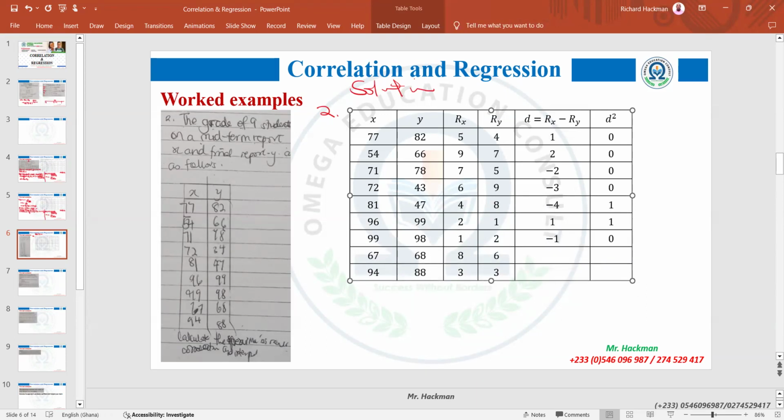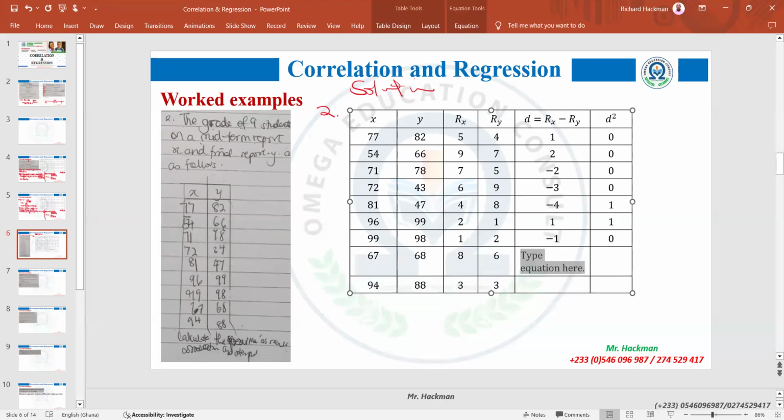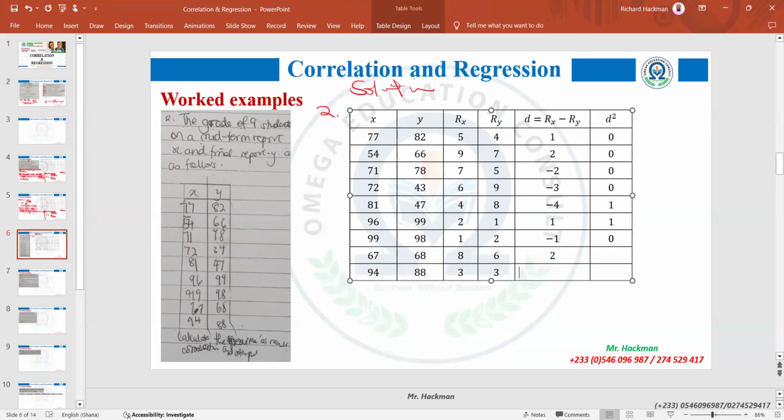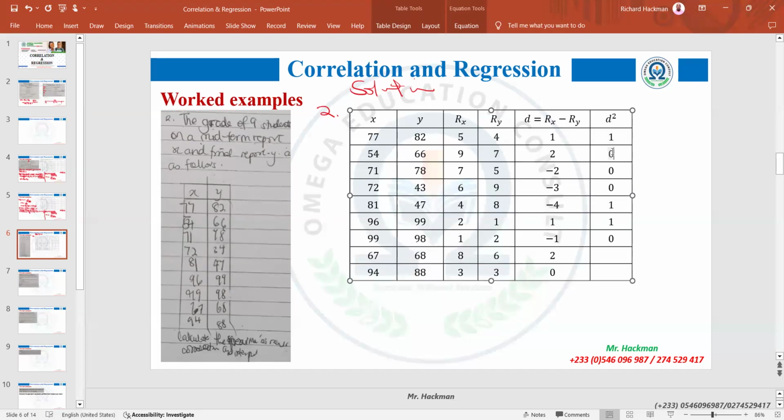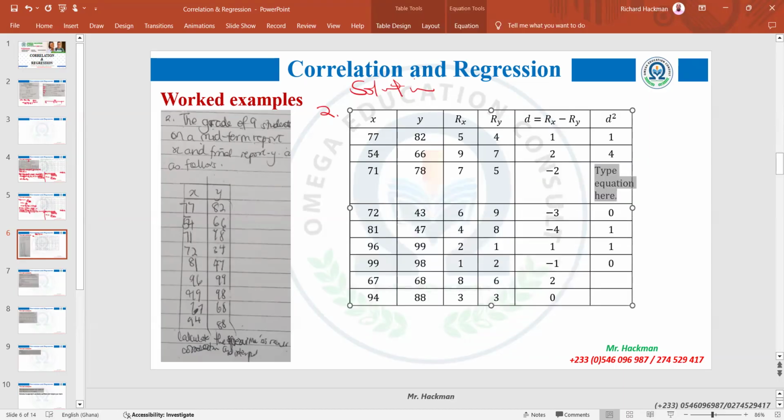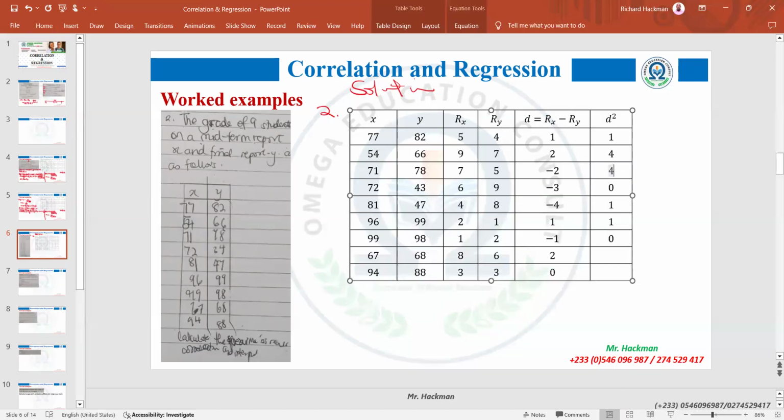Just the difference. The next one will give us positive 2. Okay, then we'll get 0. Okay, for what we have there. So now we are going to square. So the squares, this will give us 1. This gives us what? 4. Okay, this gives us what? Again, 4. Okay, this gives us 9. Okay, this gives us 16. Okay, 16.